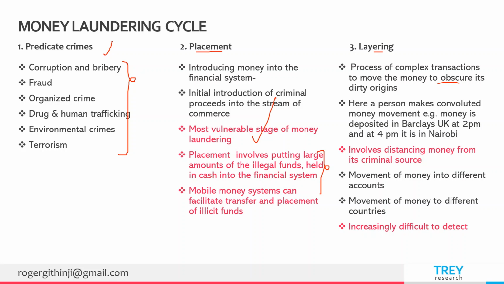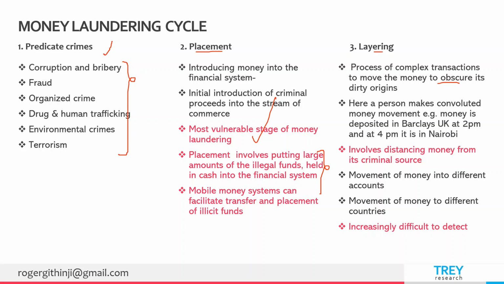From dollars, the money is converted into euros. You see, someone is actually making it obscure for you to know whether this money has dirty origins. So, under layering, money moves in different accounts, and remember, it can also move in different countries, making it increasingly difficult to detect the dirty origins of this money.